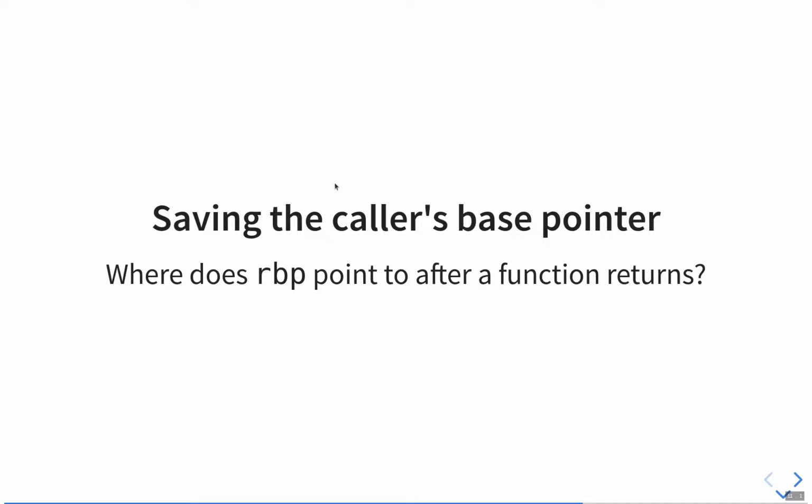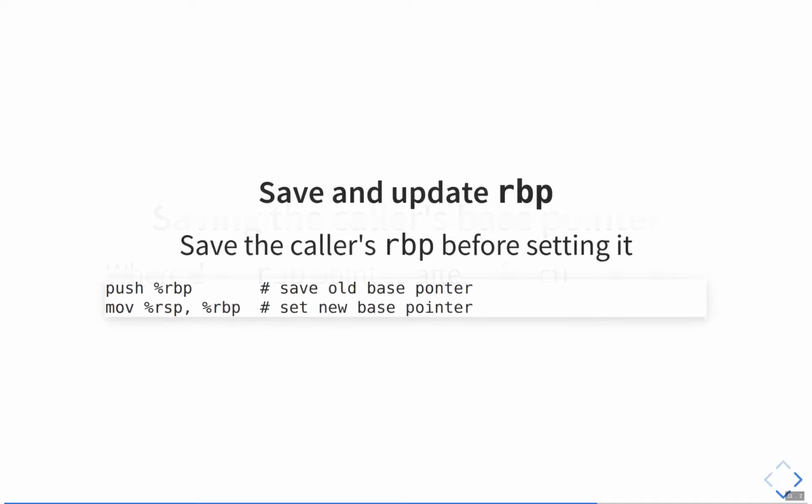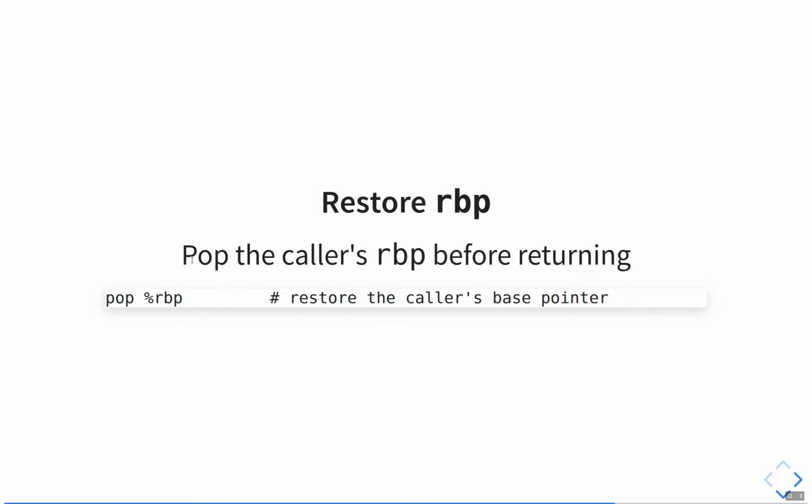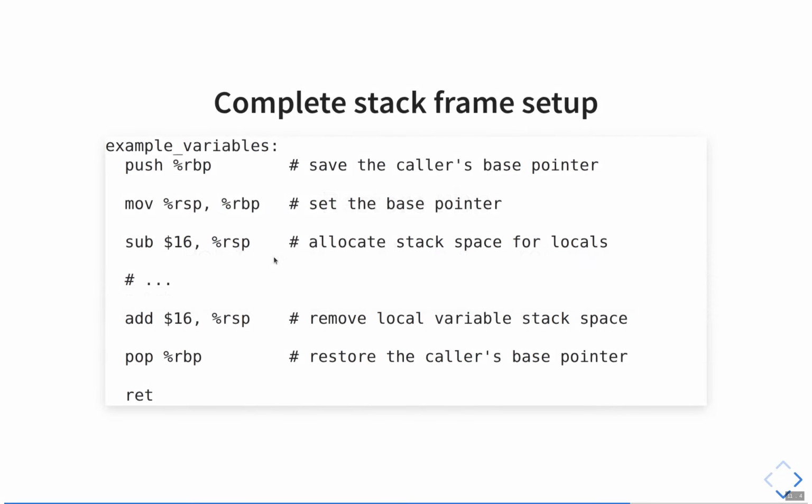So we need a more intelligent way to save the base pointer for callers. The way we do this is by using the stack. Right before we overwrite the RBP register with the RSP value, we just push RBP's old value onto the stack. And then when we're done executing the function, we pop the old RBP value to restore the caller's base pointer so that they can continue accessing their local variables.